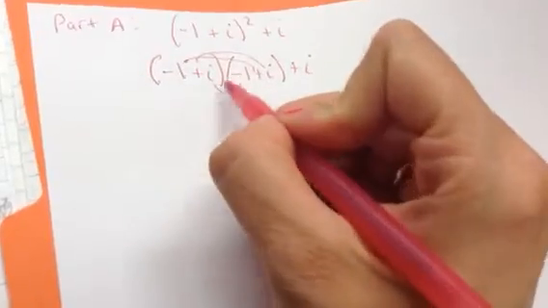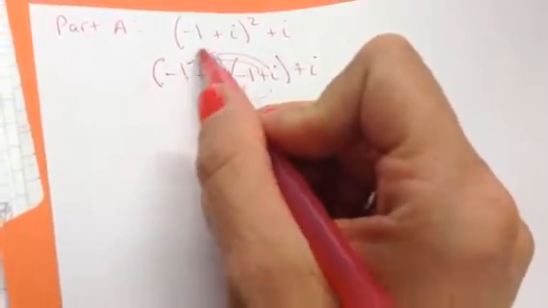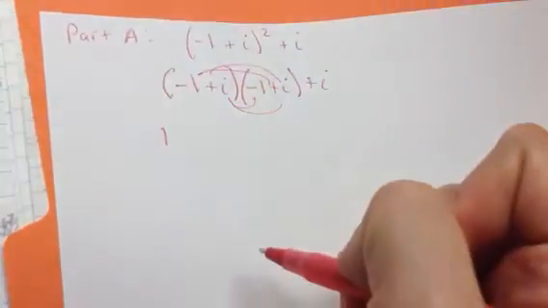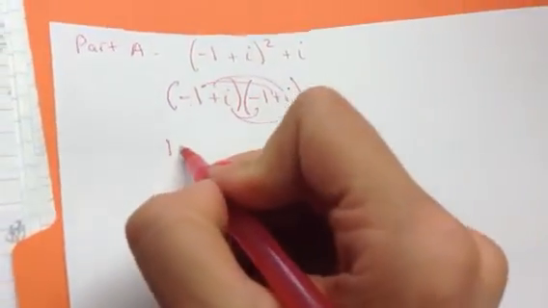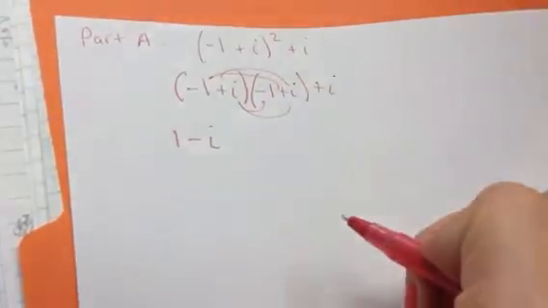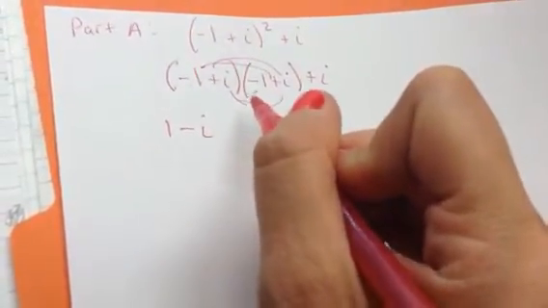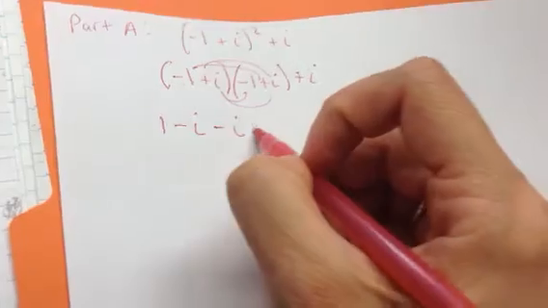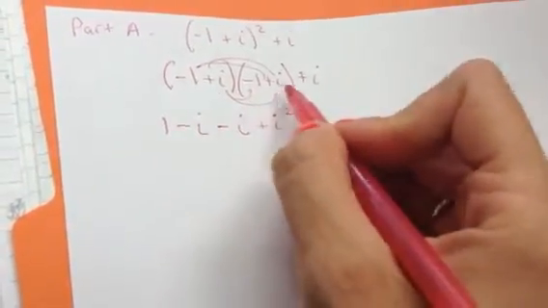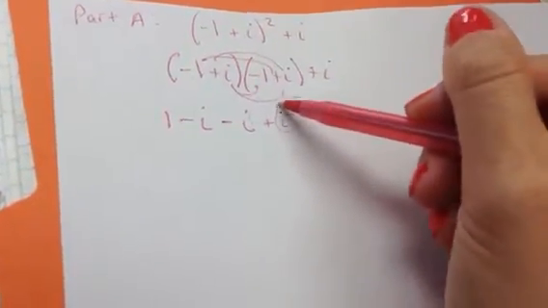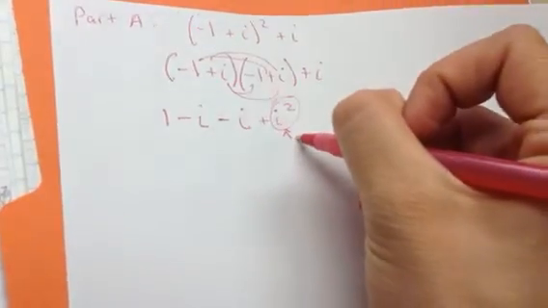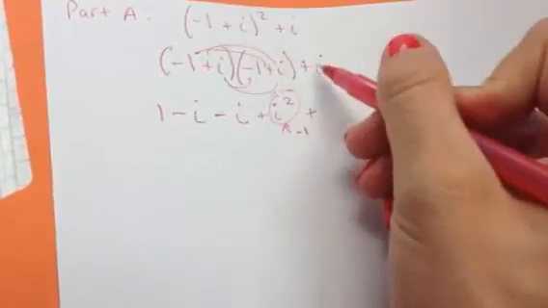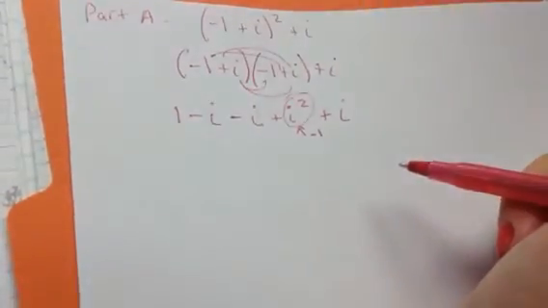Okay, so from here we can distribute. I'm going to take my -1 times -1, which gives me +1. -1 times i gives me -1i, or I'm just going to say minus i. i times -1 gives me minus i, and i times i gives me plus i squared, because I'm multiplying two i's together. We always get rid of i squared as soon as possible. i squared is equal to -1. And then don't forget this plus i out here afterwards, so we're going to combine like terms.